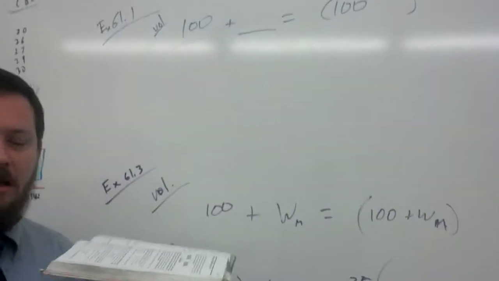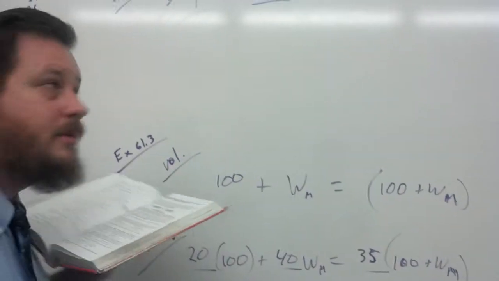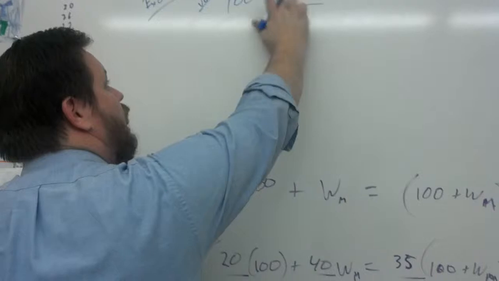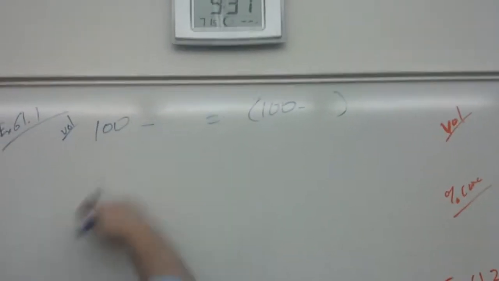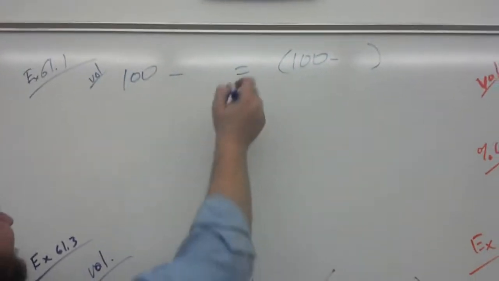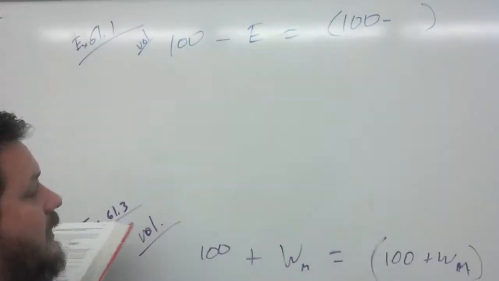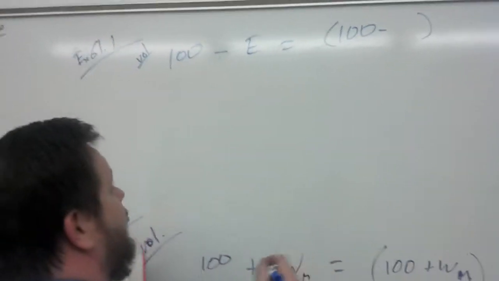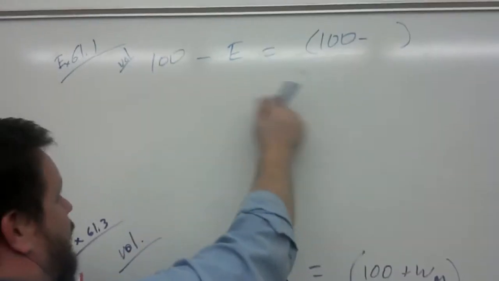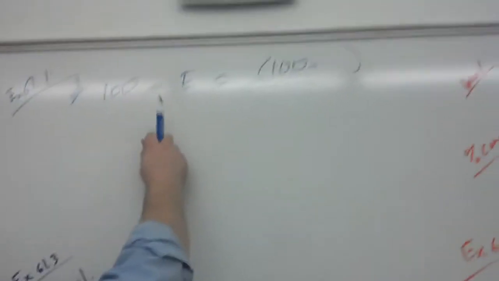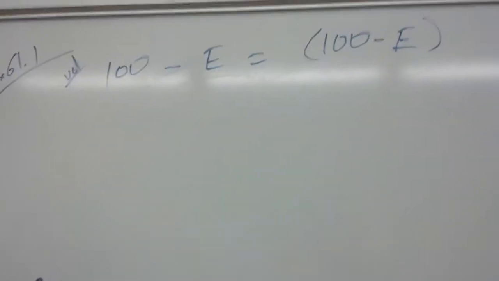Minus. We're going to be evaporating out something. We're actually going to end up with less than 100. And what I like to do anytime we're evaporating something is use an E. It doesn't matter what letter you use. And again, since we were given a starting volume, it's a duh equation. So 100 minus E equals 100 minus E. Duh. Okay.